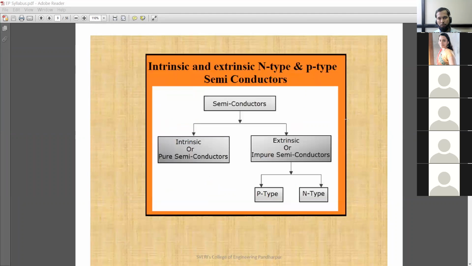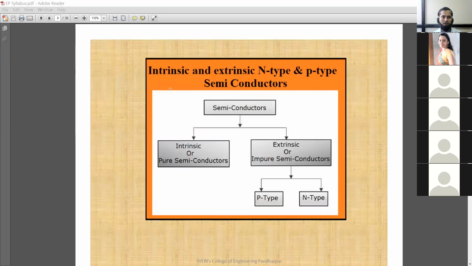Now everyone knows all these things, that is semiconductor materials are divided into two types, intrinsic and extrinsic semiconductors. Intrinsic means pure semiconductors, extrinsic means impure semiconductors, where further we are defining extrinsic into p type and n type semiconductor. Okay, so intrinsic means what? Pure semiconductor. Semiconductor materials are fourth group elements, that is valency is 4.